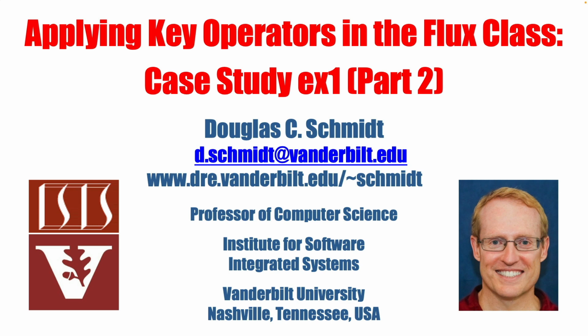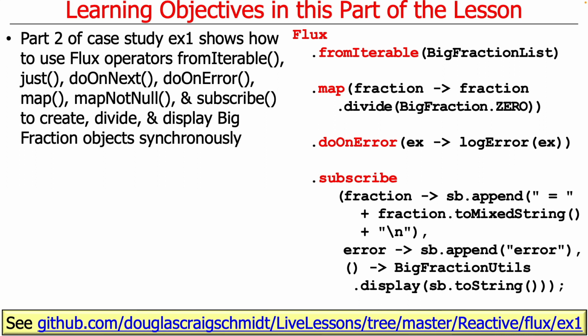So we're now going to talk about the second part of the case study. This part's going to explore some other methods. In particular, it's going to focus on the do-on-error method and the map-not-null method. These are two operators that are interesting and a little different from what we've talked about before. And this time, we're going to use these to create, divide, and display big fraction objects synchronously.